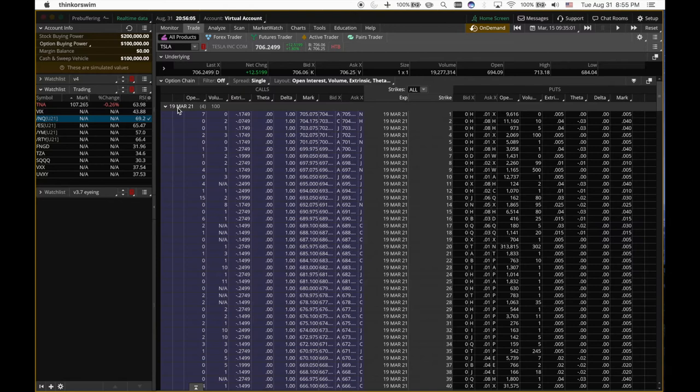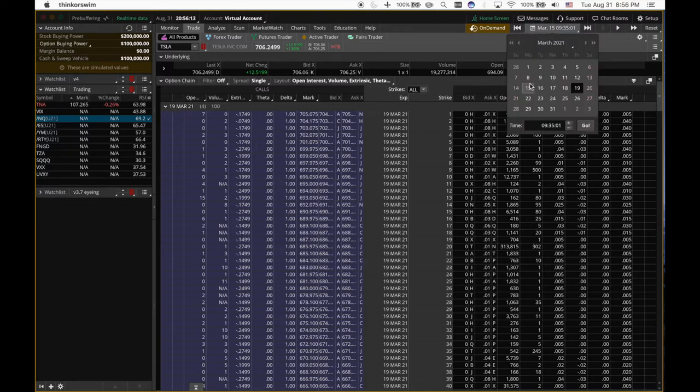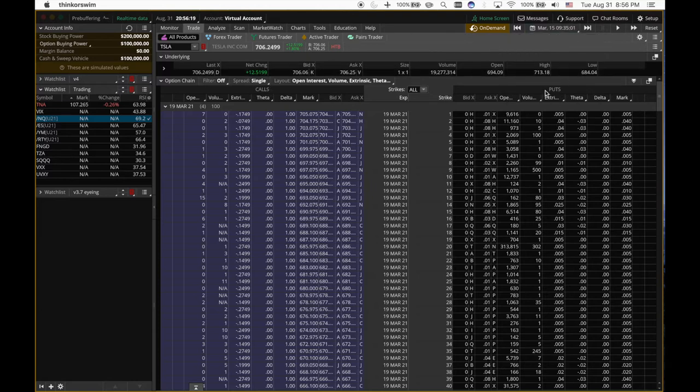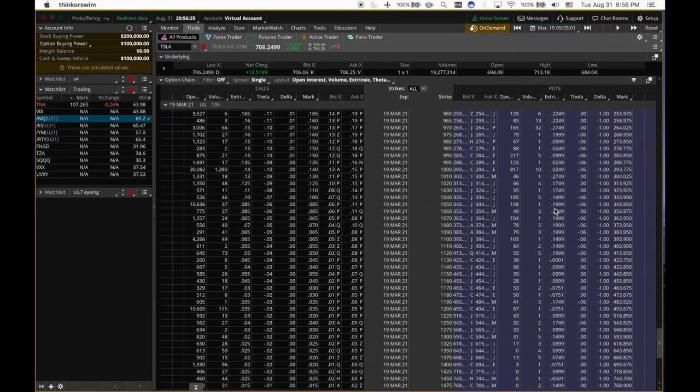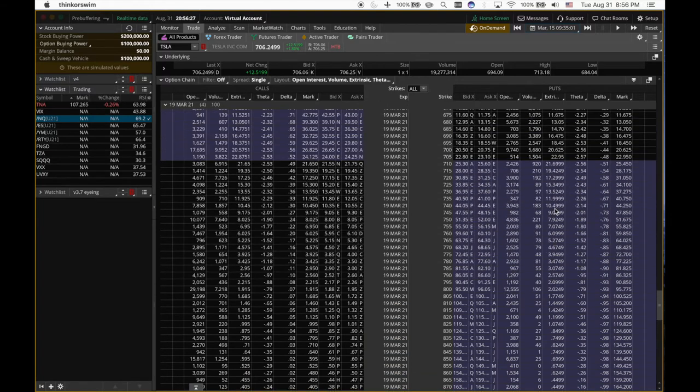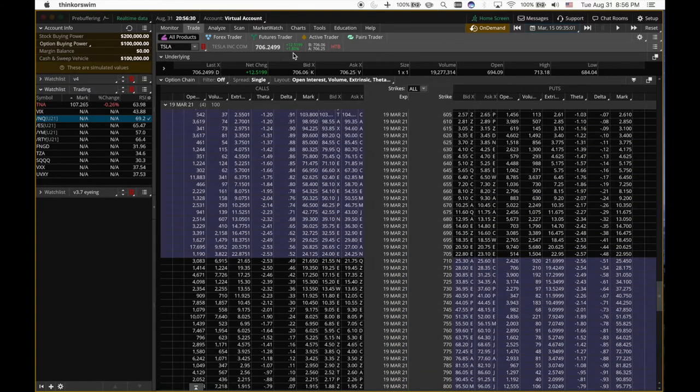So let's say we want to buy a put on Tesla, a put option contract of Tesla that expires on the 19th of March, which will be this coming Friday, right? Today is the 15th. Call is on the left side, put is on the right side, okay? Right now Tesla is trading at $706, so it's somewhere around here. There is a range of strike prices from low to high, okay?